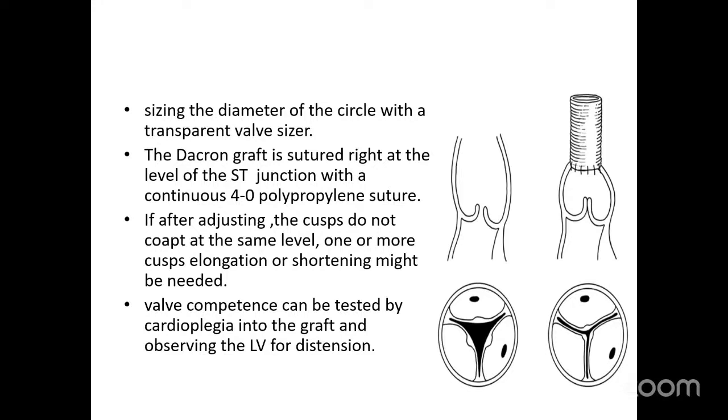If after adjustment the cusps do not coapt at the same level, elongation or shortening of one or more cusps might be needed. Valve competence can be tested by cross-clamping the graft and observing the LV distension.